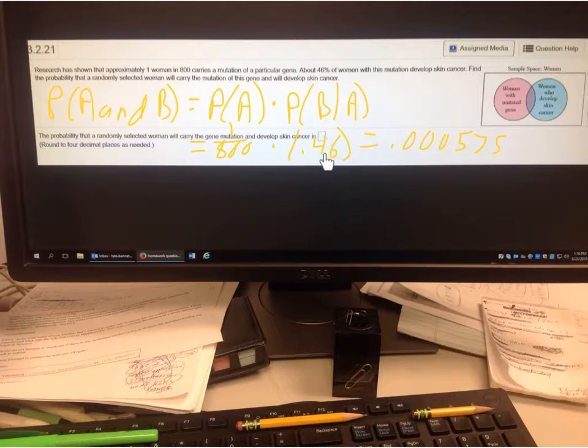So I punch that into the calculator and get 0.000575. You do have to round it to the fourth decimal, so that'd be 0.0006.